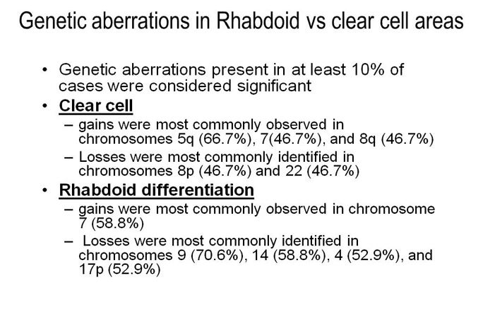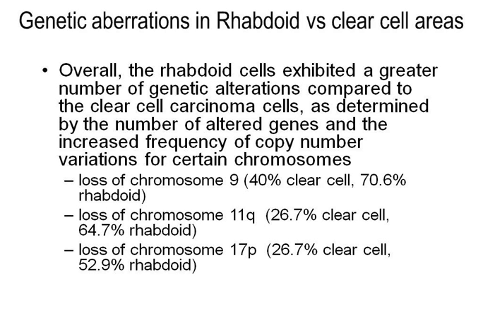So what we wanted to see is how this kind of study can help us better diagnose these rhabdoid differentiation and help the patients with aggressive tumor type. Overall, rhabdoid cells showed more genetic alterations compared to clear cell. And I've listed the major ones: loss of whole chromosome 9, loss of 11q, and 17p.